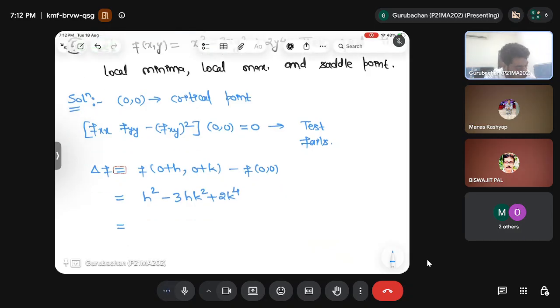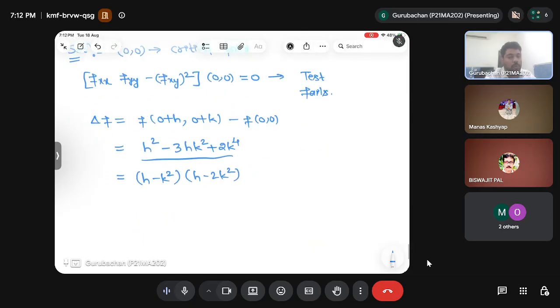So now tell me, what can you conclude from this one? Can we factorize it? We can factorize. So what will be the factorization? Factorization is h minus k squared into h minus 2k squared. Okay, h minus k squared into h minus 2k squared.